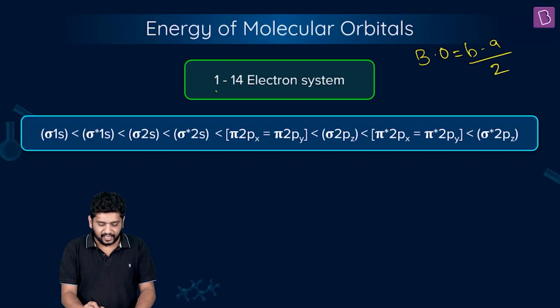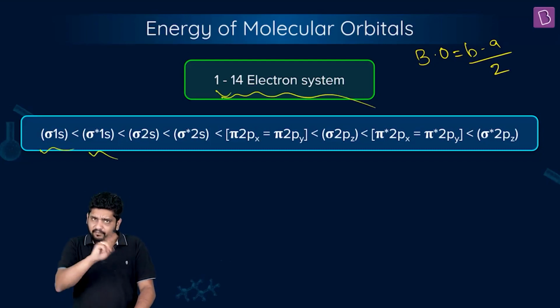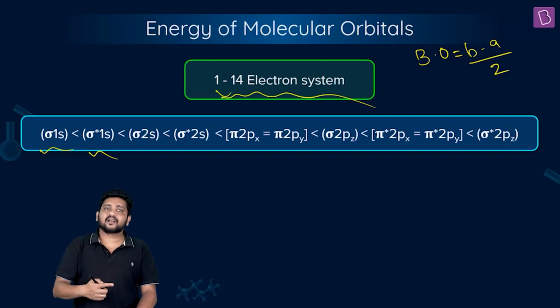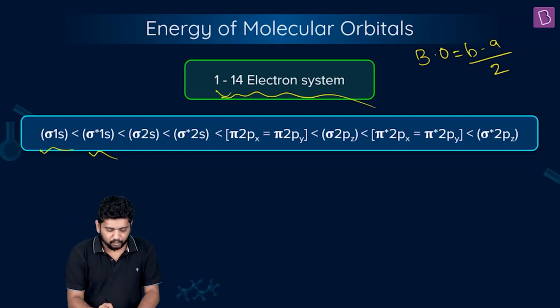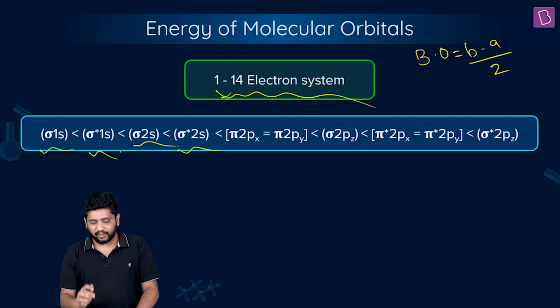So, a 1 to 14 electron system. You have this order: sigma 1s, sigma star 1s. From 1s and 1s we have sigma 1s, which is your bonding molecular orbital, at a lower energy, and sigma star 1s, which is your higher energy molecular orbital, which does not favor bonding. So sigma 1s, sigma star 1s, sigma 2s, sigma star 2s. This much is the same for everybody.